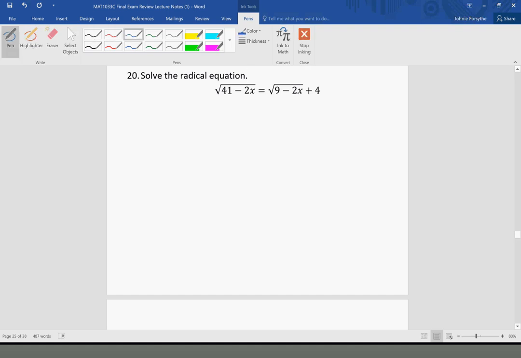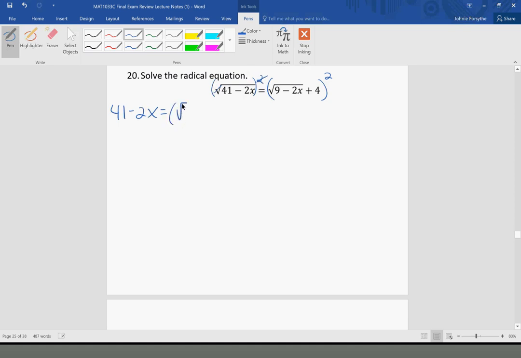Okay, so to start this off, we want to get one of the square roots by itself, which we do have. So we're going to start by squaring this square root, and if we do that on the left, we must do that on the right. Now, on the left, that's going to cancel out the square root with the square. So I have 41 minus 2x on the left. But on the right, I've got a little bit more going on.